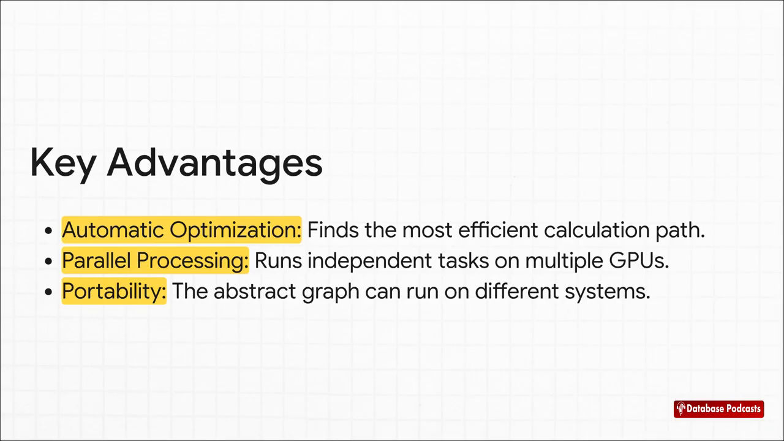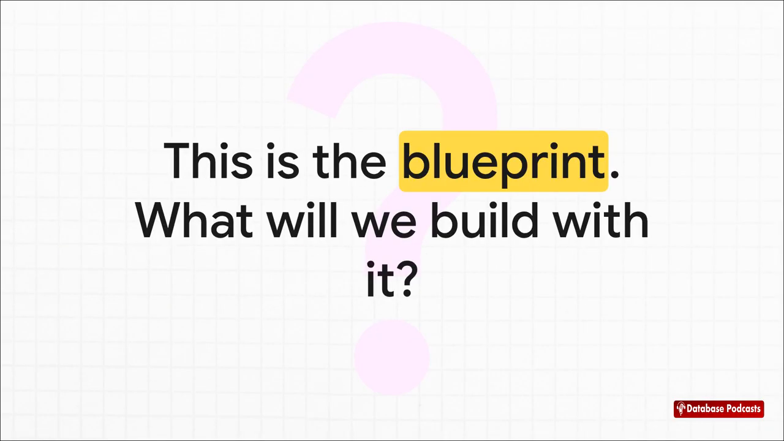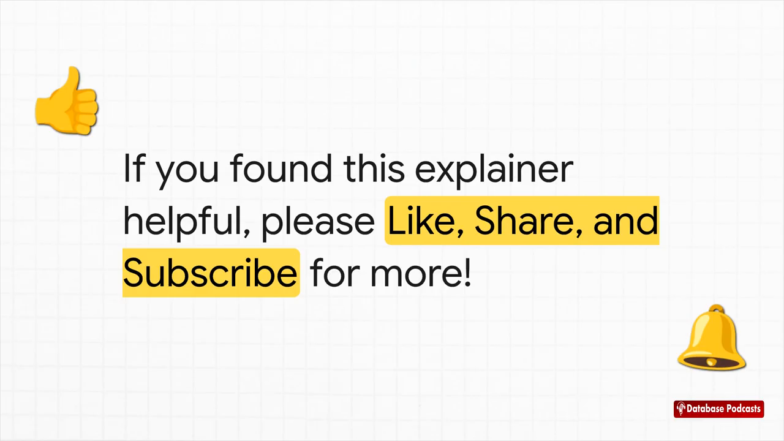And since the graph is just an abstract blueprint, you can run it anywhere, from a huge server cluster to your phone. That combo of optimization, parallelism, and portability, that's the real genius here. So you see, the computational graph isn't just some nerdy technical detail. It's the very foundation that makes modern AI possible at the scale we see today. It's the master plan. So, now that we have the blueprint, what are we going to build with it? And that's the whole idea behind computational graphs.